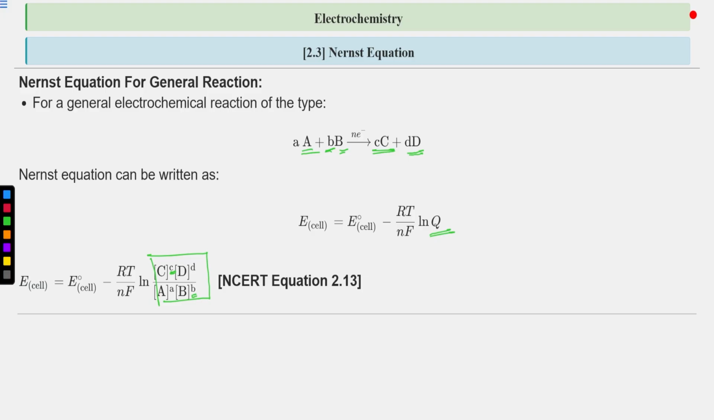Okay, so this is the cell potential for a general reaction by using the Nernst equation. This is the equation marked as 2.13 in our NCERT textbook.